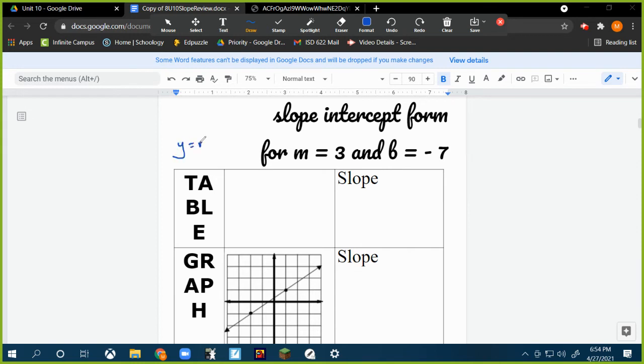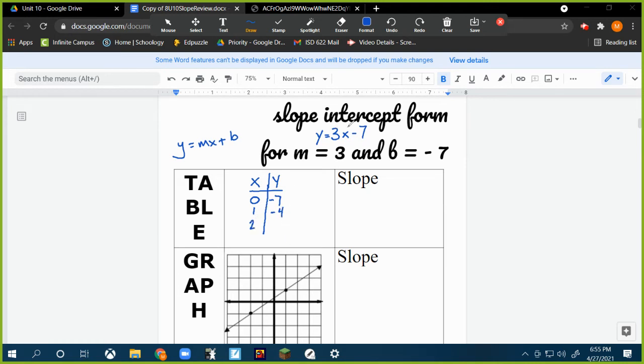Slope-intercept form. We're going to first make a table. Here's our equation, our slope-intercept form: y equals, we're going to put our m in, x, and then b is negative 7. Y equals 3x minus 7. Let's create a table. When x is 0, our y is that negative 7. We put it in here: 3 times 0 minus 7. Let's pick 1. 3 times 1 is 3. 3 minus 7 is negative 4.